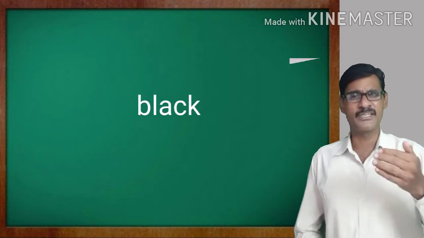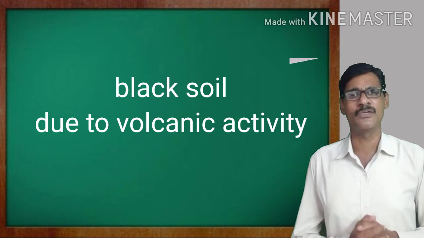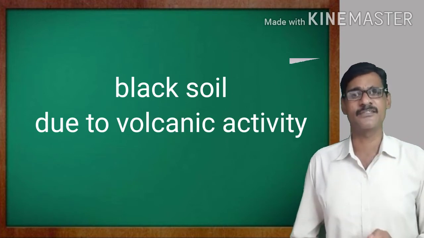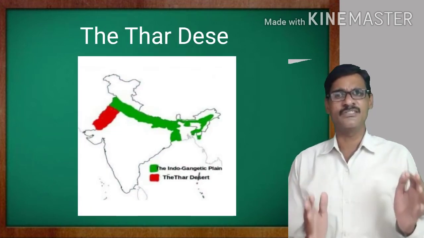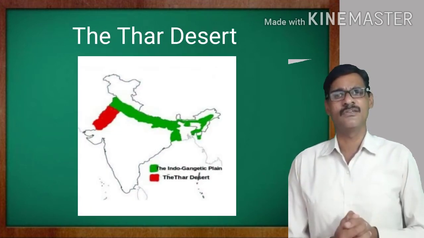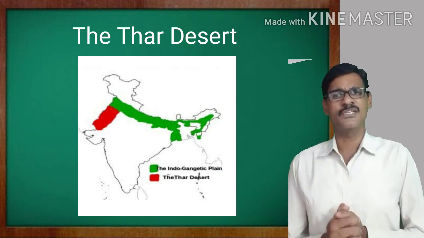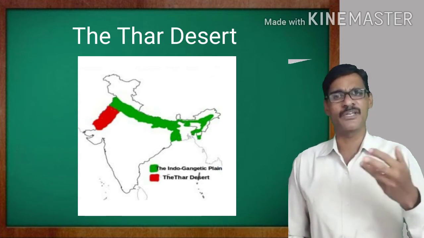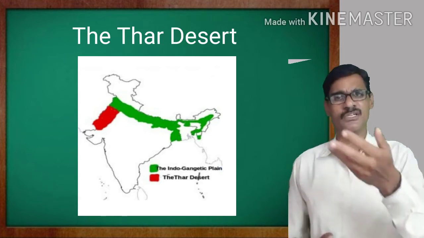One more important thing is about the soil of this Peninsular Plateau. It is a black soil formed by volcanic activity. The Thar Desert. The Thar Desert is located westward of the Aravalli Hills. Mostly it is covered in Rajasthan and in some portion of Haryana. It starts from the Rann of Kutch in Gujarat.